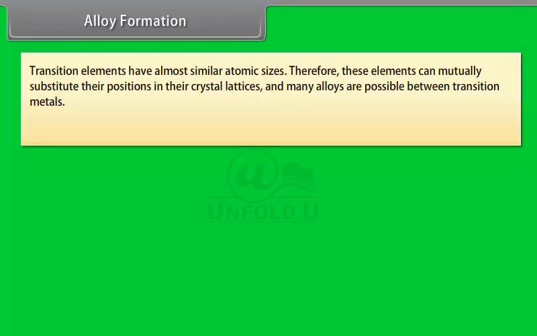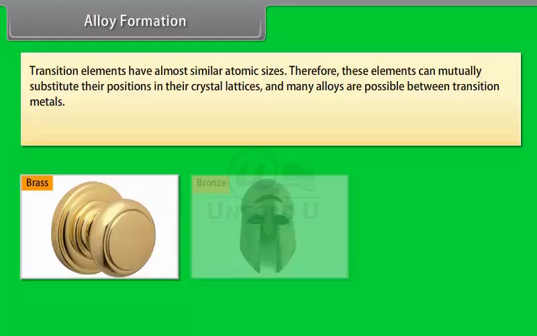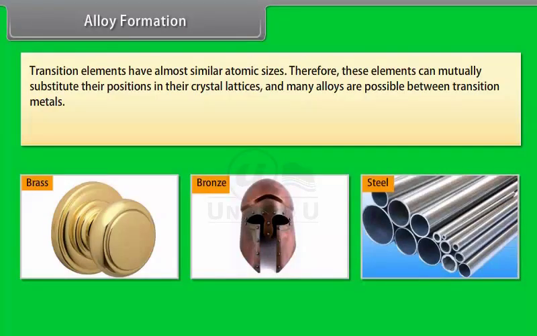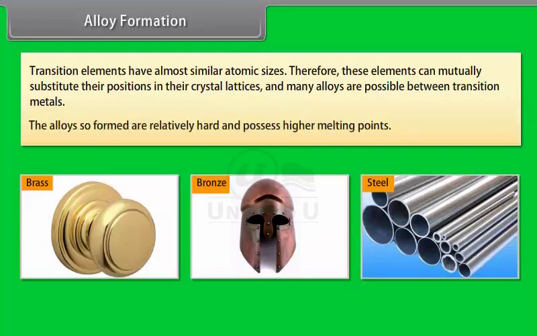Transition elements have almost similar atomic sizes. Therefore, these elements can mutually substitute their positions in their crystal lattice, and many alloys are possible between transition metals. For example, brass, bronze, and various types of steel. The alloys so formed are relatively hard and possess higher melting points.